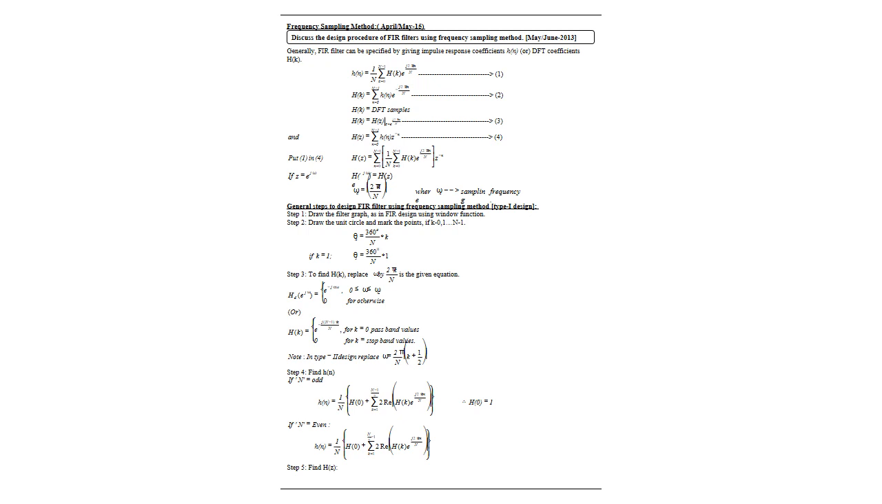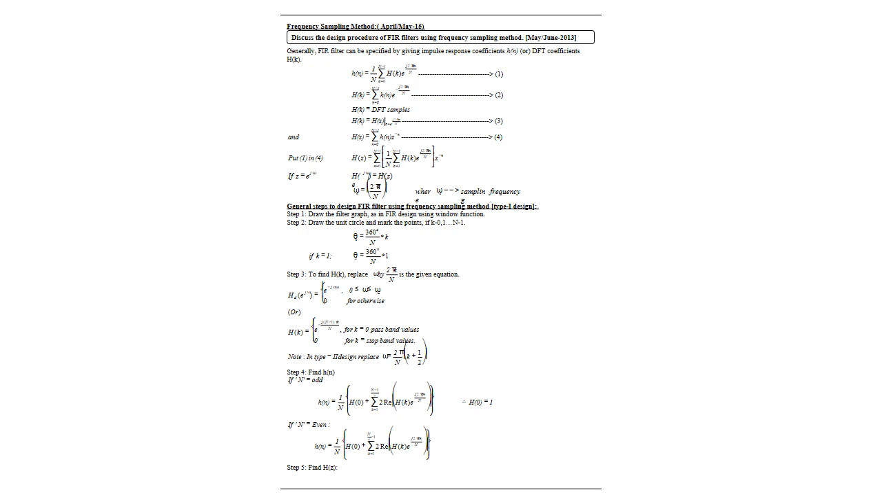So that is when N is odd, h of n is equal to 1 by N times H of 0 plus summation k equal to 1 to (N minus 1) by 2 of 2 into real part of H of k into e to the power of j 2 pi nk by N. So therefore H of 0 is equal to 1. If N is even, then h of n is equal to 1 by N times H of 0 plus summation k equal to 1 to N by 2 minus 1 of 2 real part of H of k into e to the power of j 2 pi nk by N.